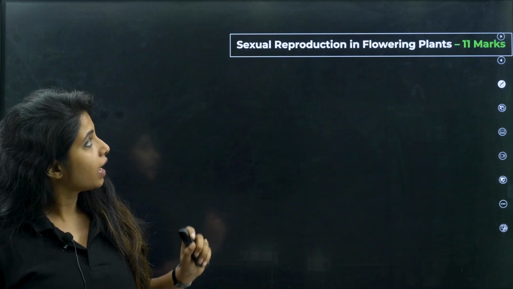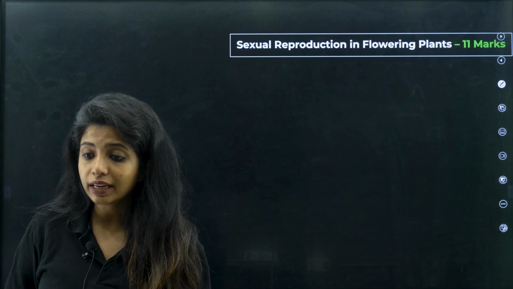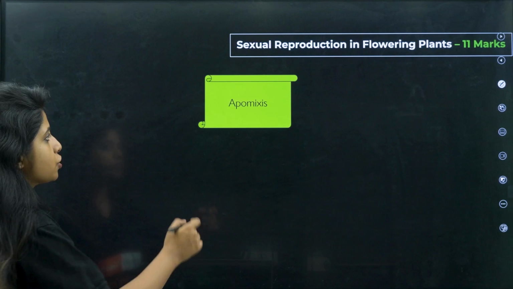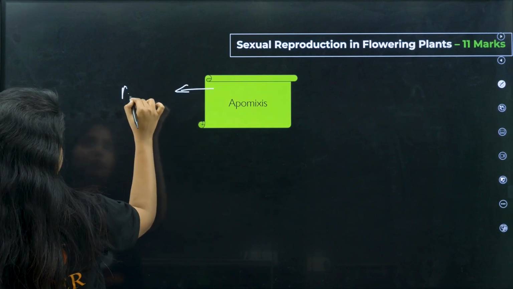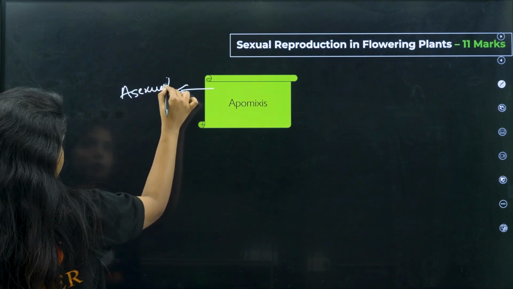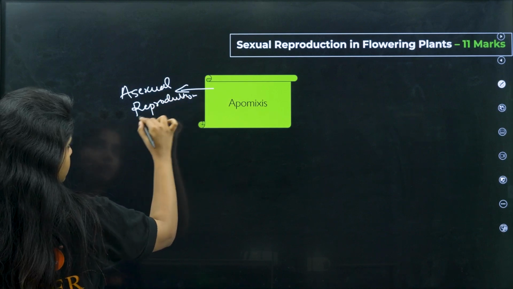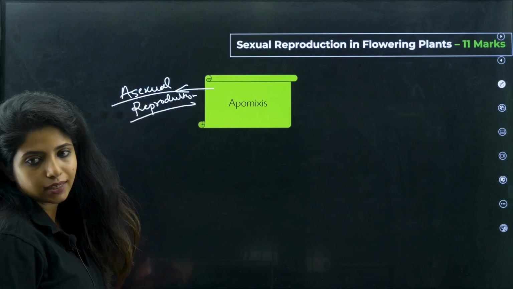Okay. Now next thing, we have sexual reproduction in flowering plants. This is of 11 marks, my dear children. Okay, first is apomixis. They will ask you, does apomixis have anything to do with asexual reproduction? Because all the organisms that are formed are like clones, right? So yes, it is like asexual reproduction, but it is not exactly asexual reproduction.